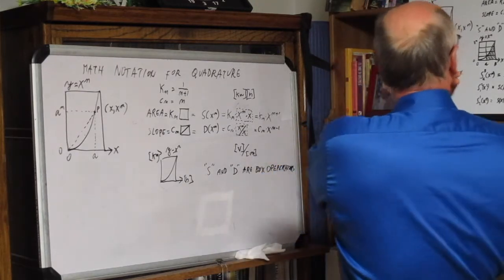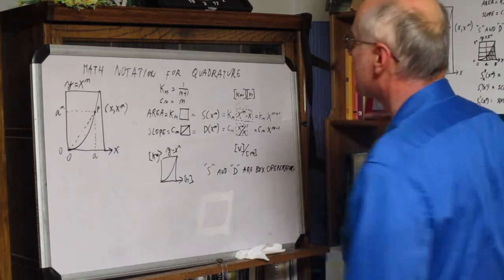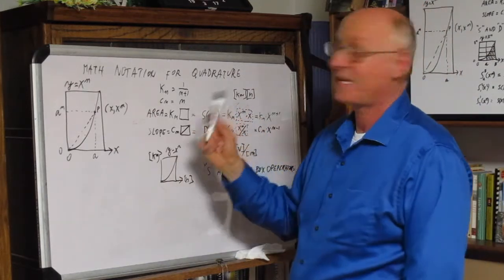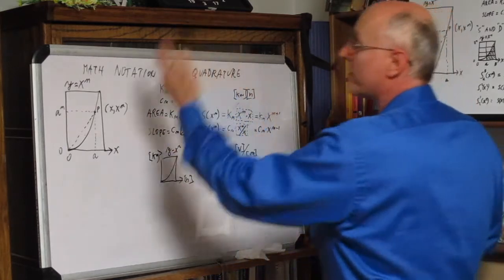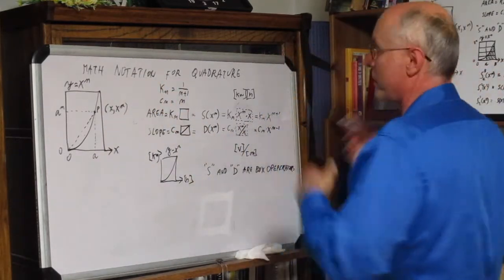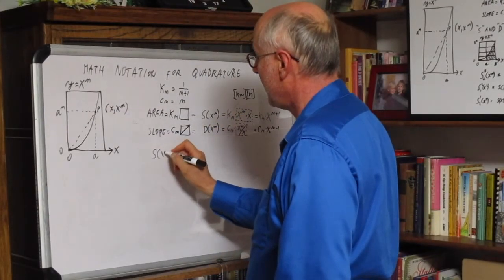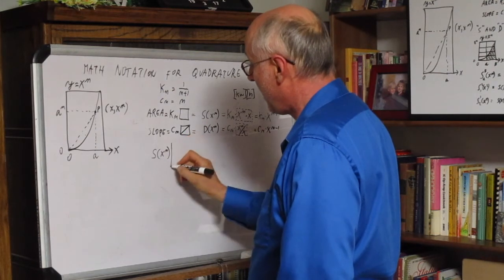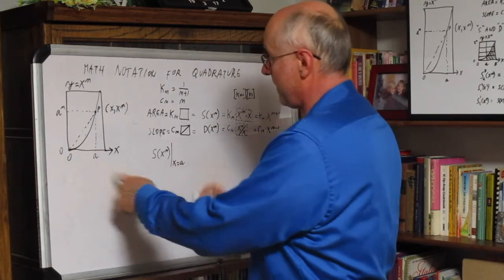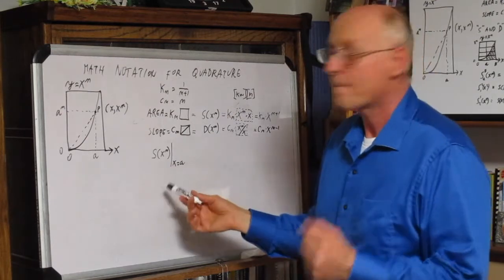Now let's try to develop some notation. What if I want to evaluate this area, the signed area, at a particular value, x equals a, let's say. A could equal 2 or 3, whatever. Here's how we would set that up. You say S of x to the n, and you put a bar, and you say x equals a. And we're evaluating the signed area at x equals a.